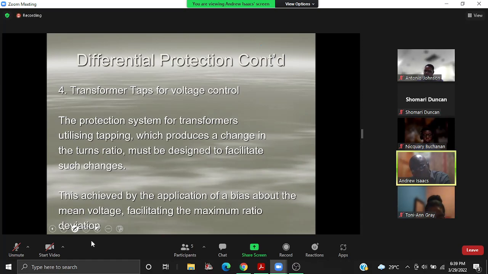Now, I showed you there, right? In the figure, I didn't highlight it, but you saw some little circles just above the relay. Those were bias coils. But what we're saying, if you're using taps, it means that the differential system would operate in such a way that it would facilitate the deviation based on the tap voltages or the tap settings.